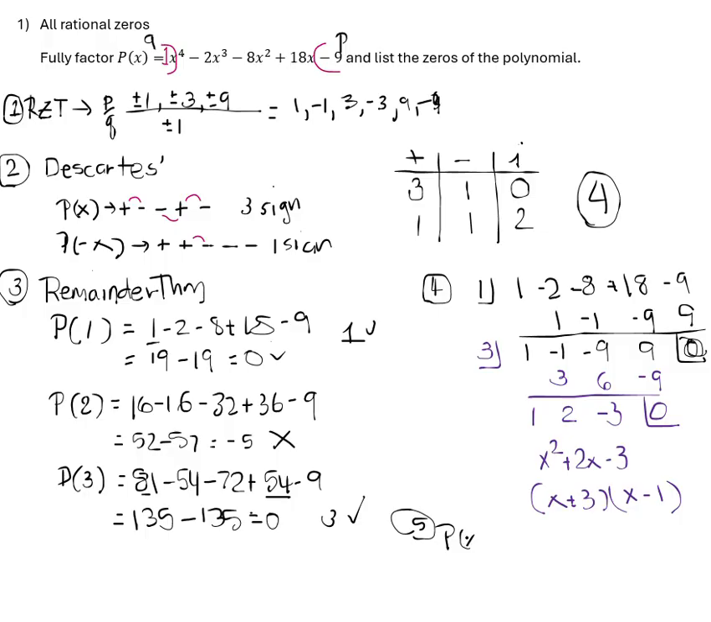This means that my P of x is going to equal, where's my first one? I had an x minus 1. I had an x minus 3. And then I know I need that x plus 3. And that x minus 1. Notice I had 4 factors, and I knew I was going to need 4 total solutions.